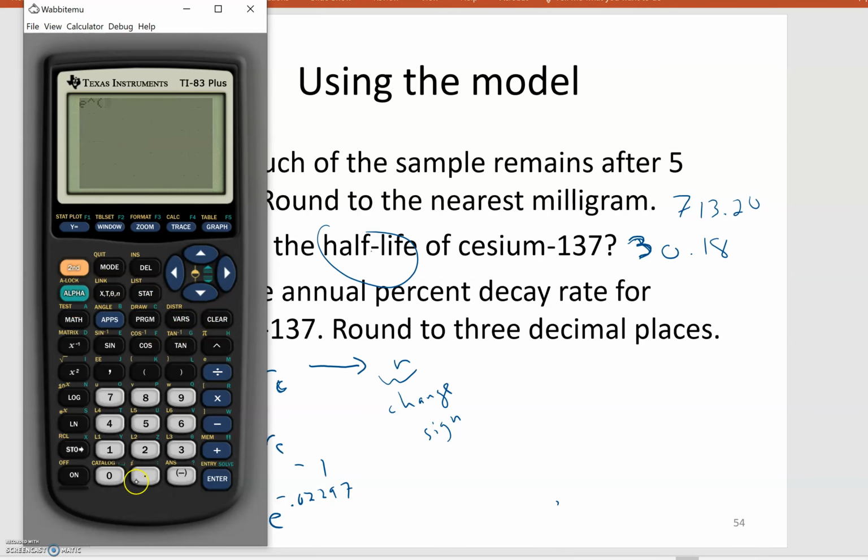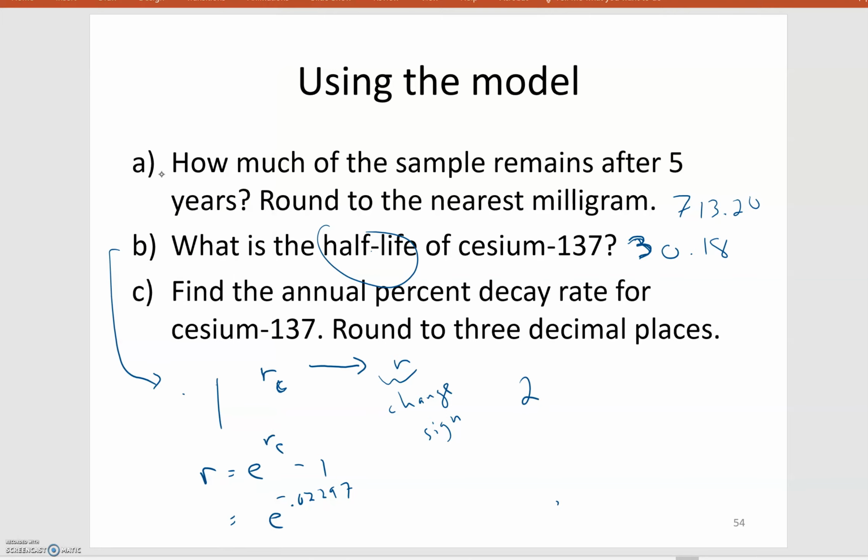Second e negative 0.02297, no variable, minus 1 times 100, and change the sign because we're going to phrase this in terms of a decay rate. So our answer is 2.27%. Actually, that would be 2.271%.